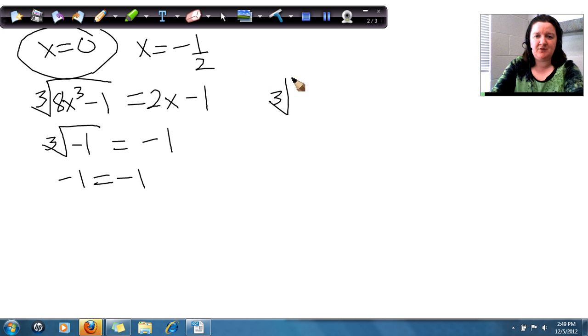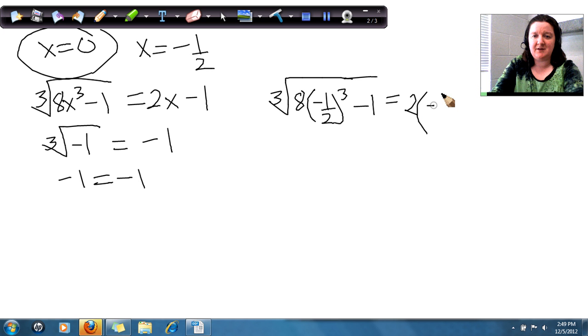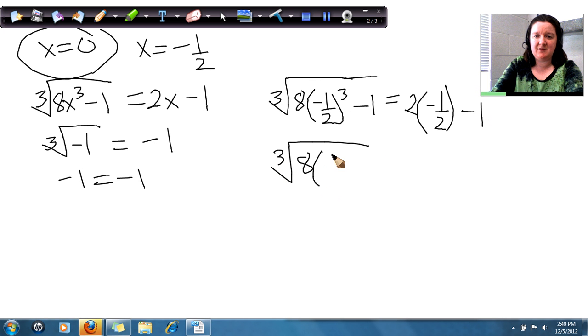If I take the third root of 8 times a negative 1/2 raised to the third power minus 1. Let's see if I take 2 times a negative 1/2 minus 1. So here I'm going to get 8 times a negative 1/8 minus 1 equals a negative 1 minus 1. Here those 8s are going to cancel each other out.